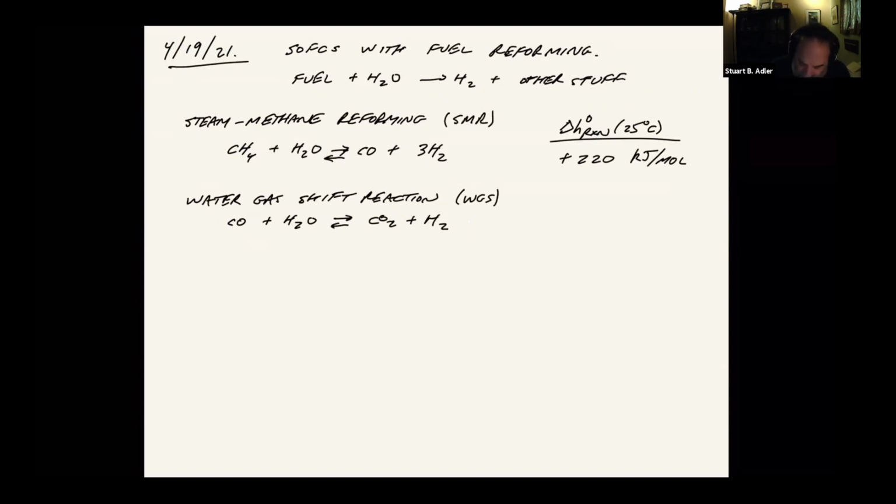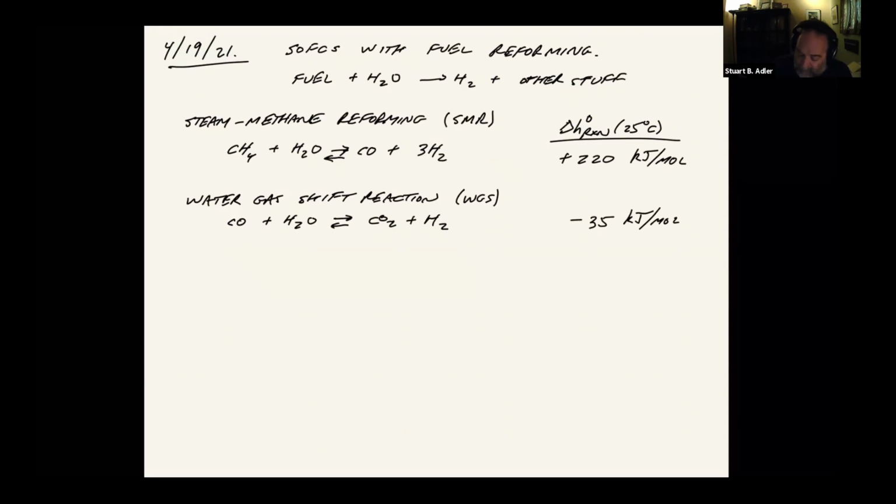And the water gas shift reaction is approximately neutral. It depends on temperature, but at 25 C, it's minus 35 kilojoules per mole. So not strongly endothermic or exothermic. And as you raise the temperature, it actually comes closer to zero. So it can go either direction from an enthalpic standpoint. If you have a ton of CO and water, it's going to shift to hydrogen. Likewise, if you have a ton of H2 and CO2, it's going to tend to shift to CO. And so those two reactions work together to convert methane into hydrogen.